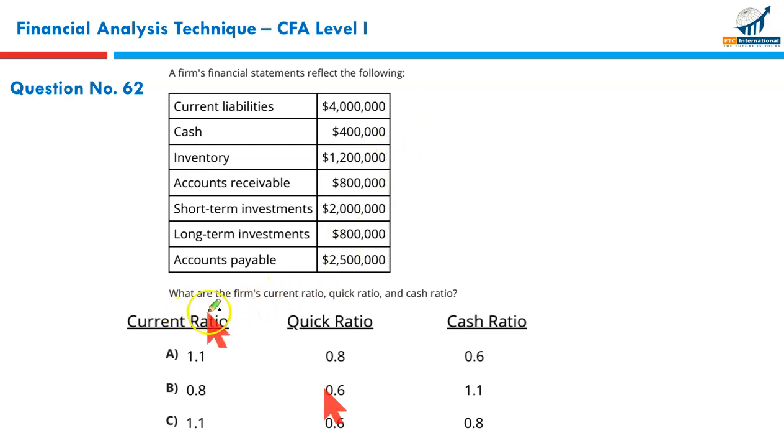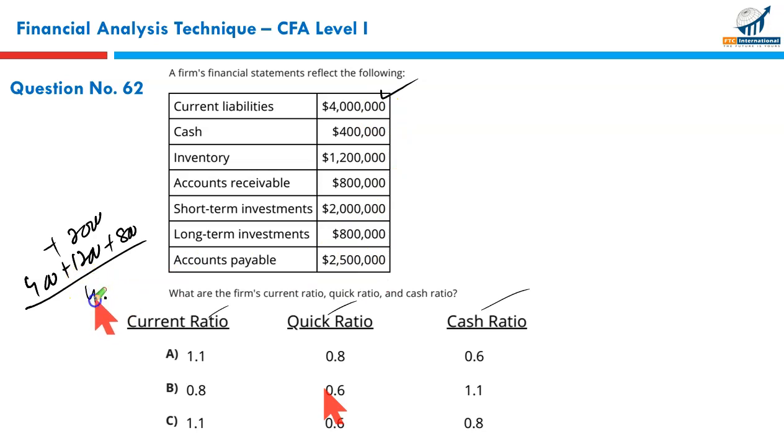The data is given. We need the current ratio, quick ratio, and cash ratio. When you say current ratio, you will take your cash, you will take your stock, you will take your account receivables, plus you will take your short-term investments, 2,000, and divide them all by your current liability, that is 4 million. And please do not add account payable. This 2.5 million is already included in this current liability. Don't double count. Just 4 million, or 4,000. I'm just omitting these 1,000 signs. So it's 2,000 plus 400 plus 1,200 plus 800 over 4,000, which gives me 1.1.